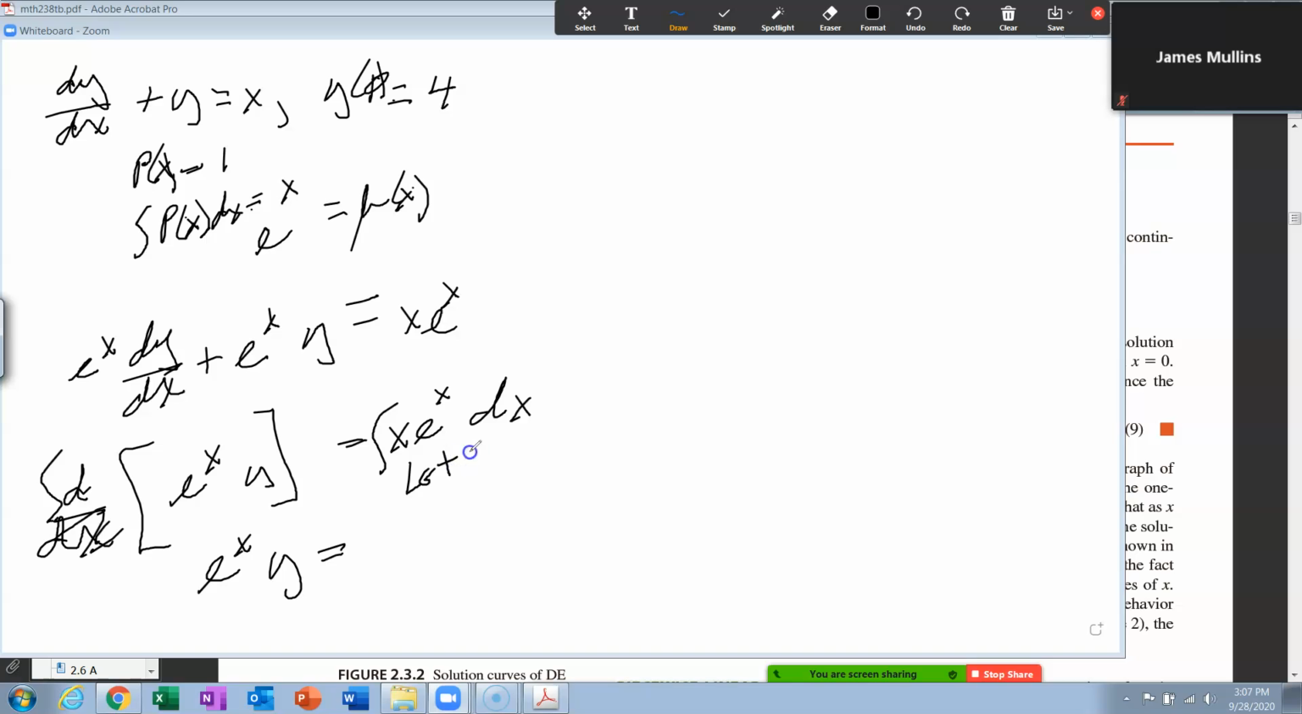Let u equal x and dv, that's a v there, is equal to e to the x dx. You always have to have the d's together. This d here goes with that d there.